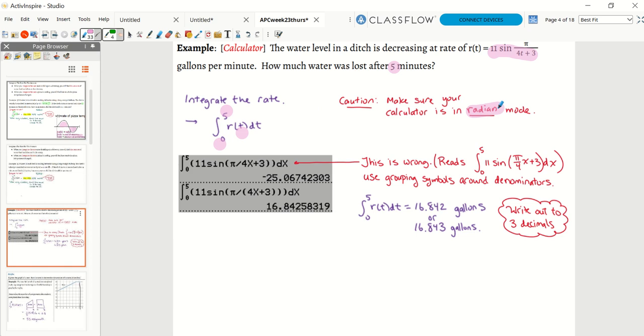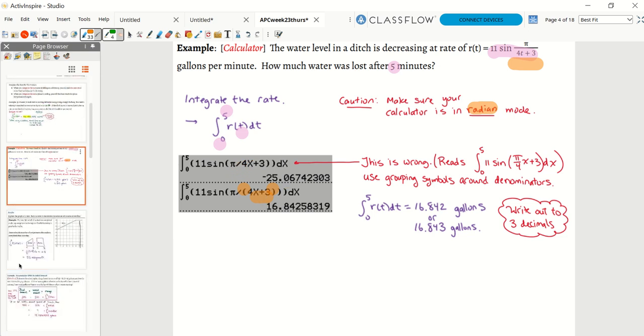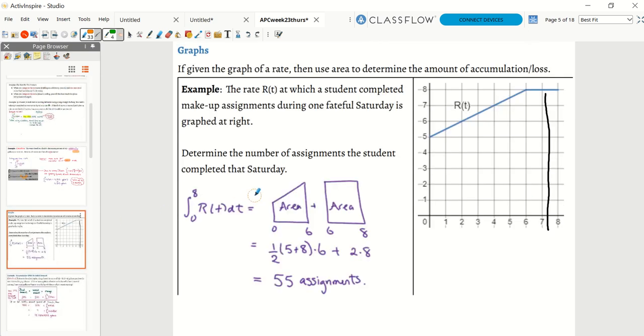Make sure your calculator is in radian mode, and make sure when you enter it in your calculator, put the 4t plus 3 in parentheses. Look at these parentheses around the 4t plus 3. Because if you don't do that, it's going to add the 3 after dividing. It's going to do pi over 4x, calculate that, and then plus 3, when what you really want to do is pi over, in parentheses, 4x plus 3, hence this. Okay, over here, the concept is really easy.